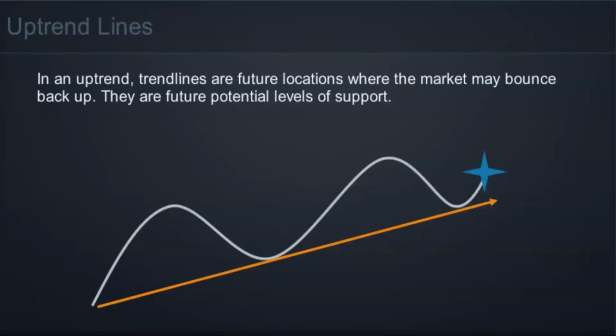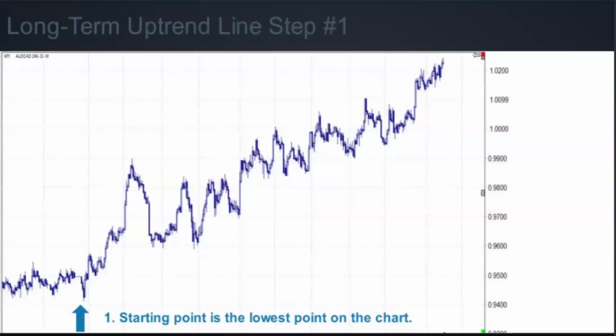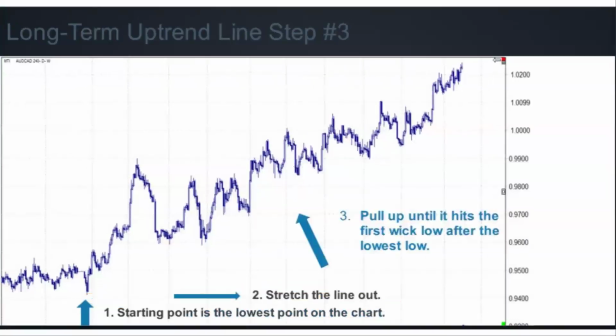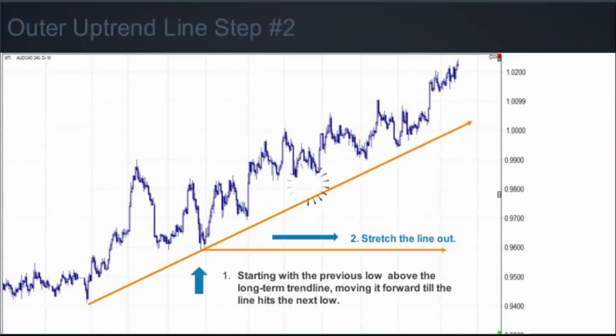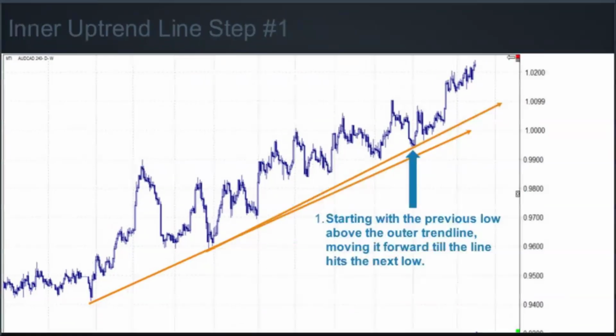So in an uptrend, trend lines are future locations where the market may bounce back up. They are future potential levels of support. So this is what I was trying to describe to you. You drag, pull it out, stretch it out, then move it into the chart. When it touches the first week, you stop. See that?